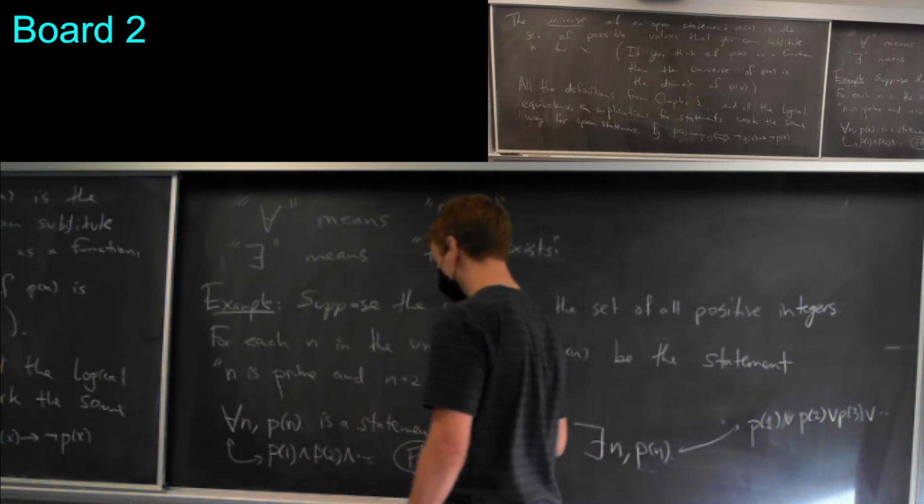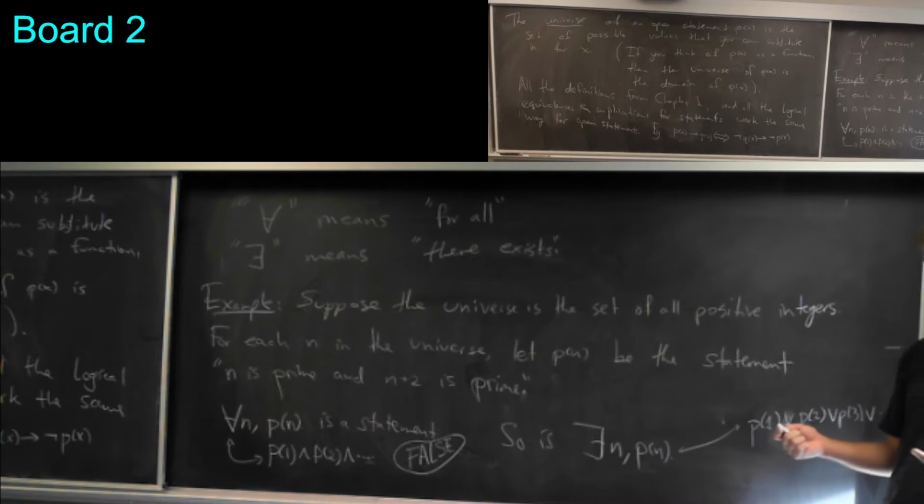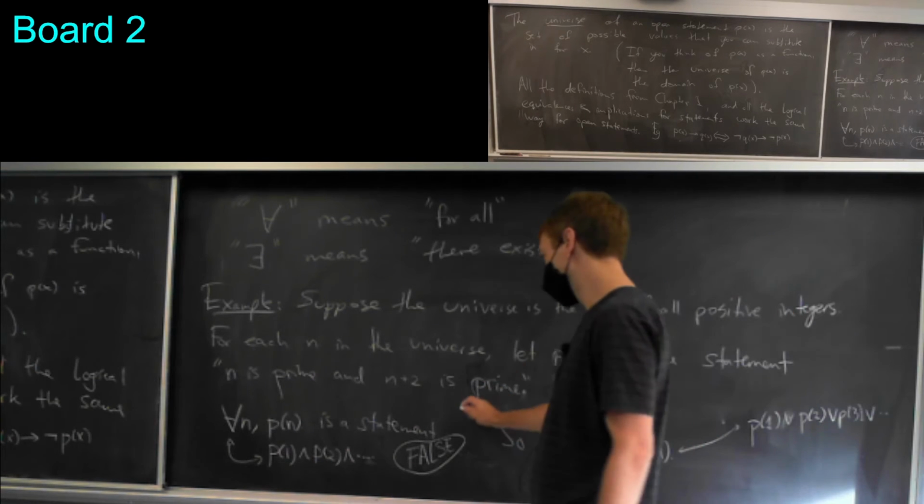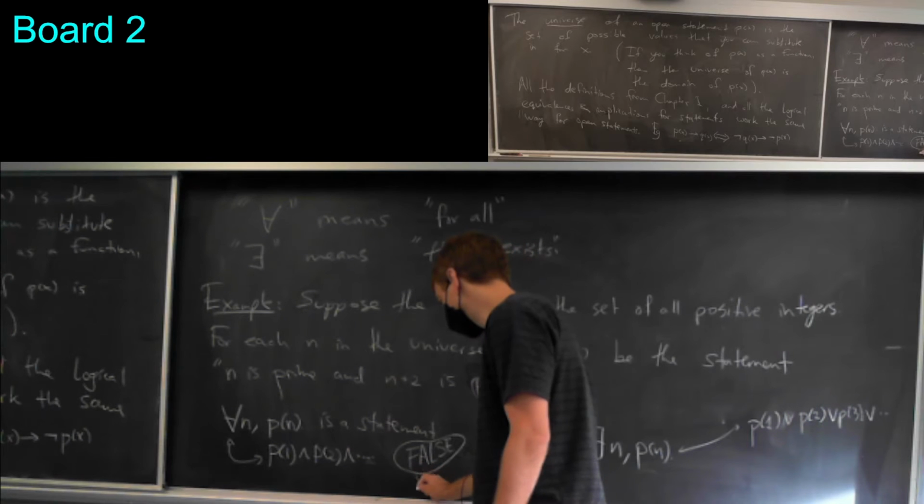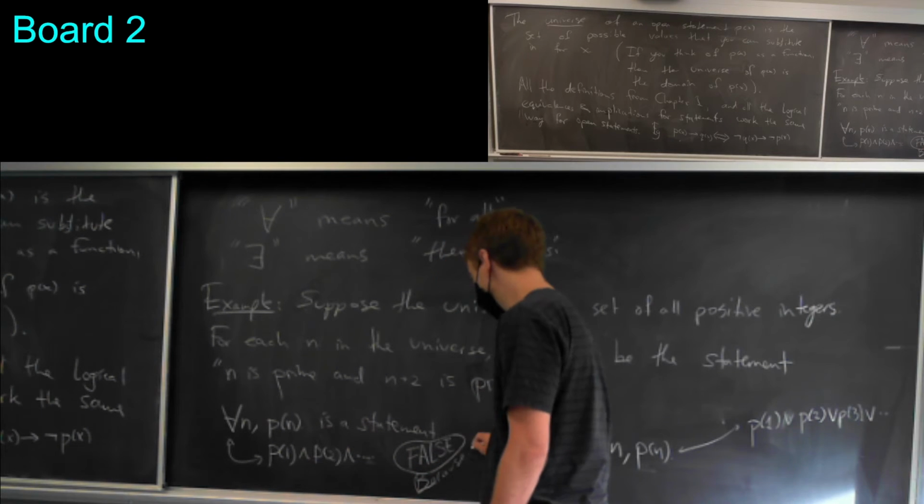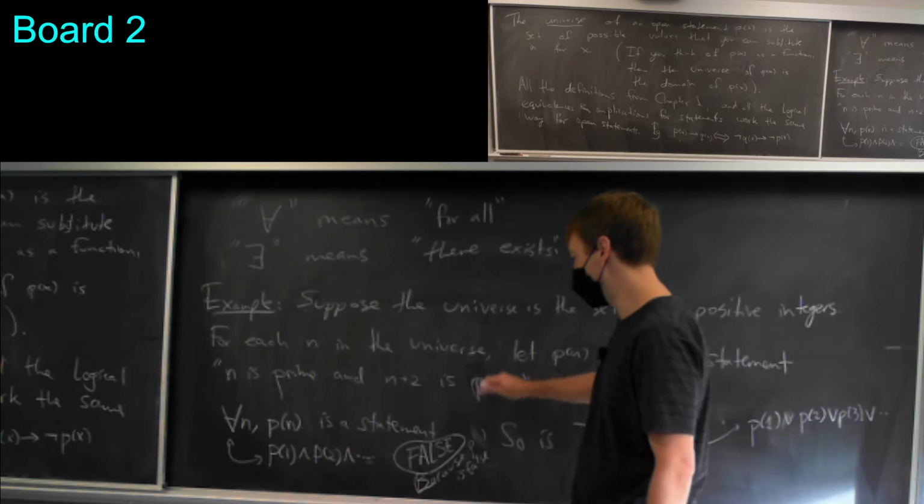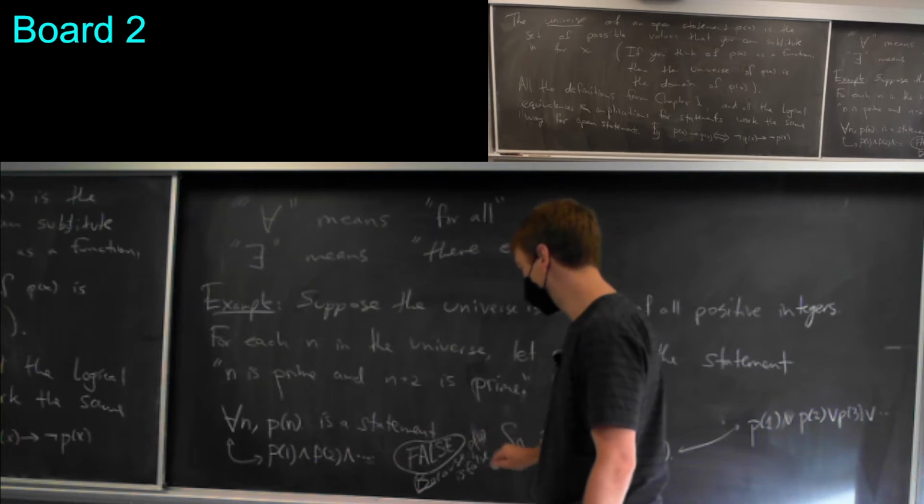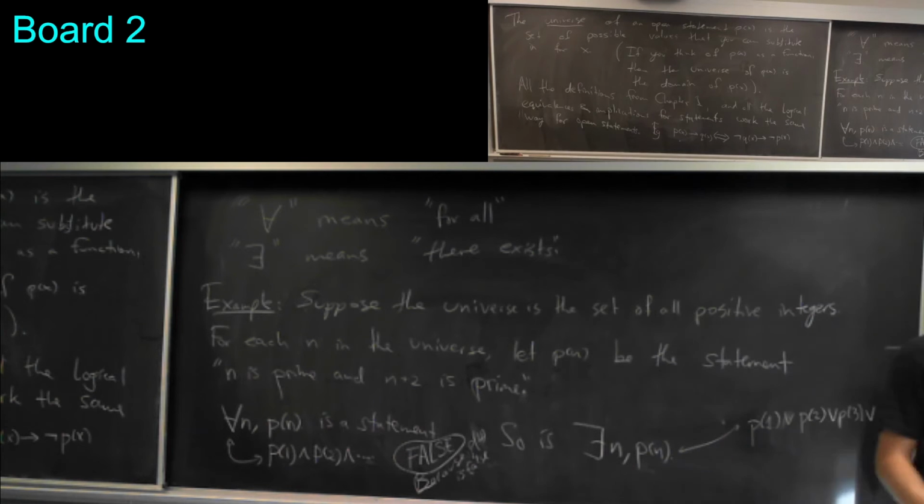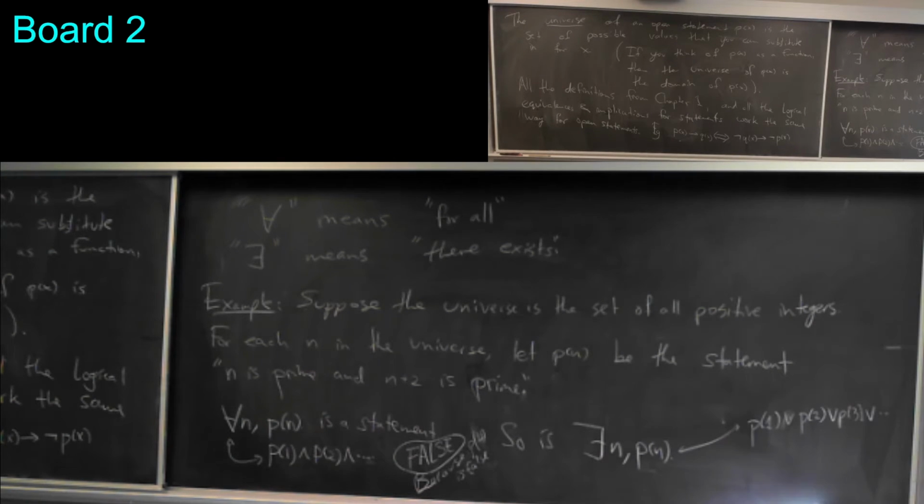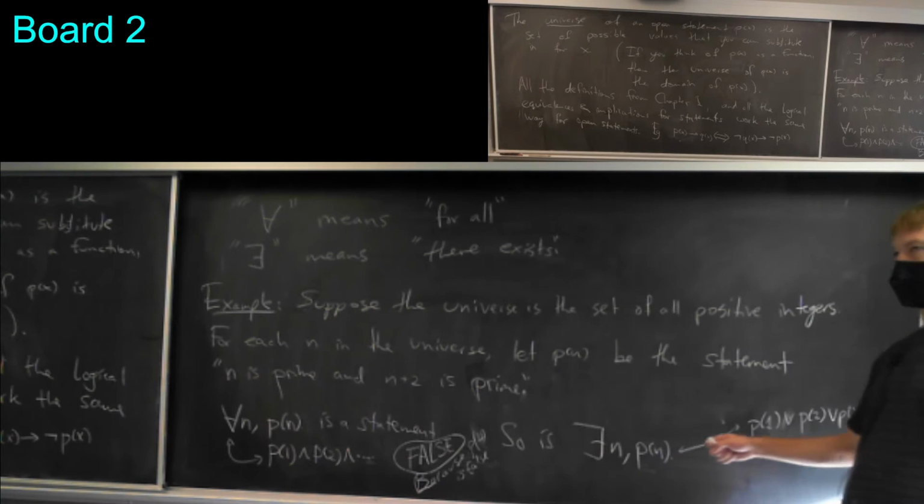To show it's false, all you need is one counterexample, right? So for example, maybe I'll say P4 is false, right? That's even super false because 4 is not a prime number and neither is 6. It's very false. What about the second one?